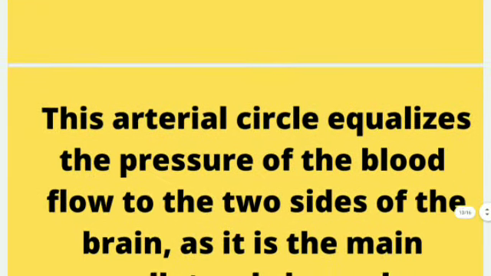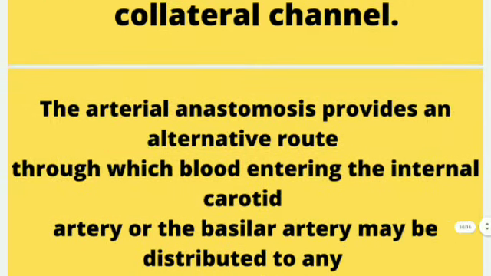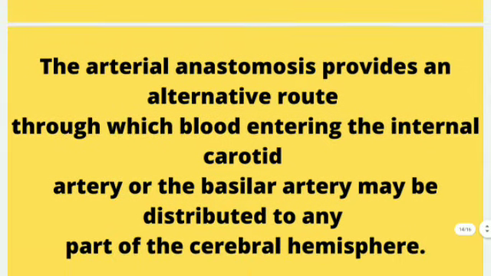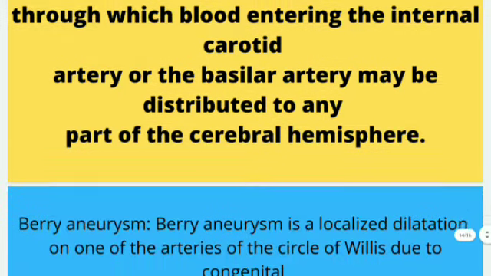Now the functional importance. This arterial circle equalizes the pressure of the blood flow to the two sides of the brain as it is the main collateral channel. The arterial anastomosis provides an alternative route through which blood entering the internal carotid artery or the basilar artery may be distributed to any part of the cerebral hemisphere.